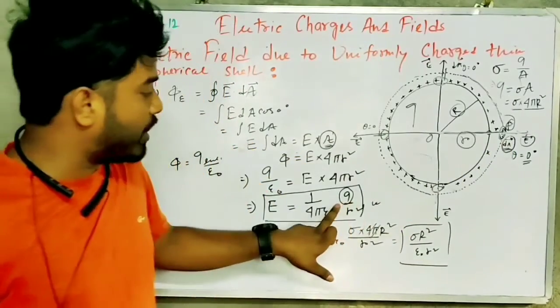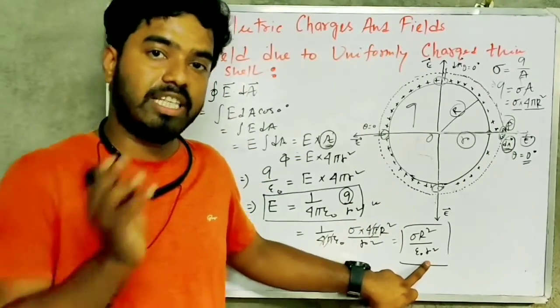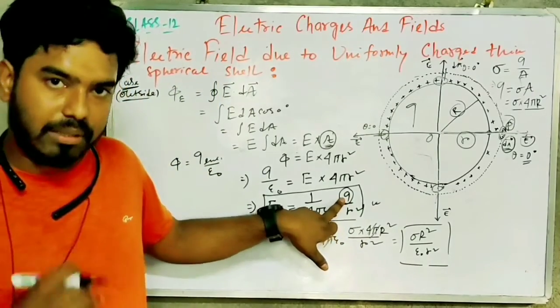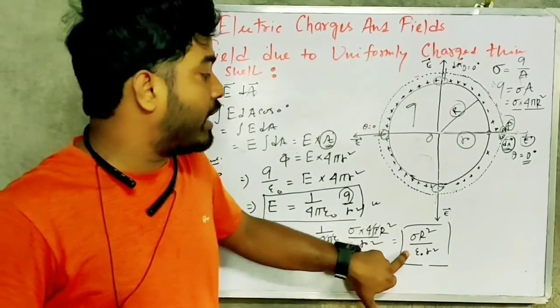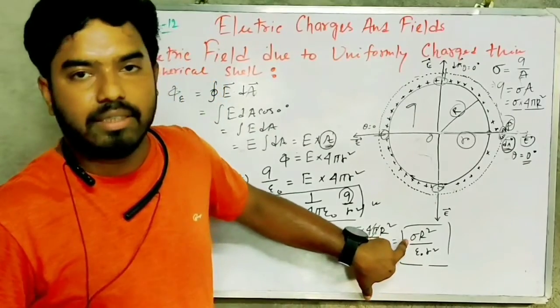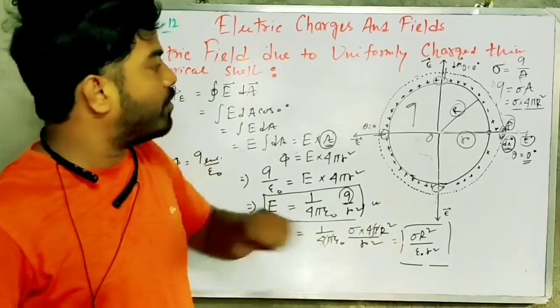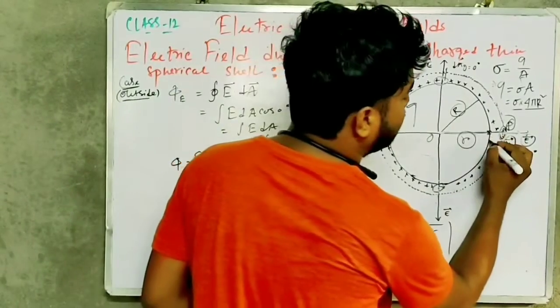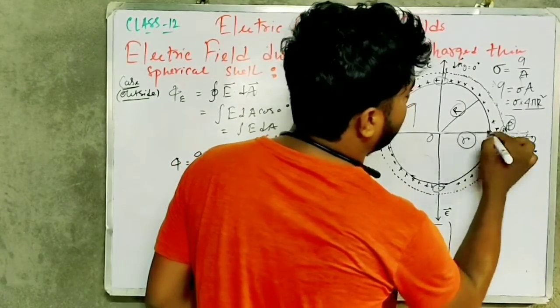So this is the expression and this is also the expression. Both are the expression of electric field. This expression is in terms of Q, that is charge, and this expression is in terms of surface charge density, that is sigma. Now we have to calculate electric field at the surface of this sphere.